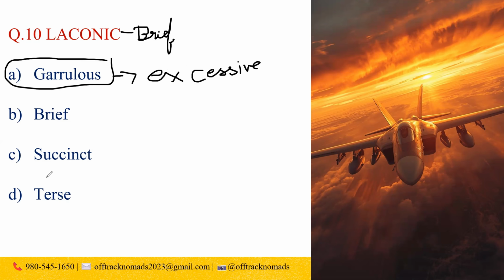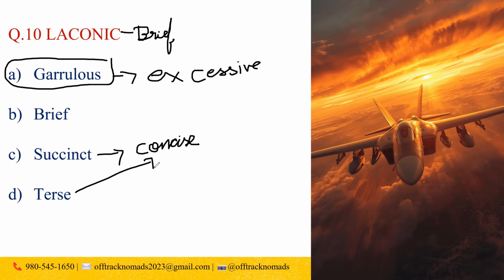Okay. And what is this? Succinct. Again, it means concise. What is this terse? Again, it means concise. So see, in a single question, you are able to learn five words. You could learn what is laconic, what is garrulous, succinct, and terse. So this is how you have to learn from a question.